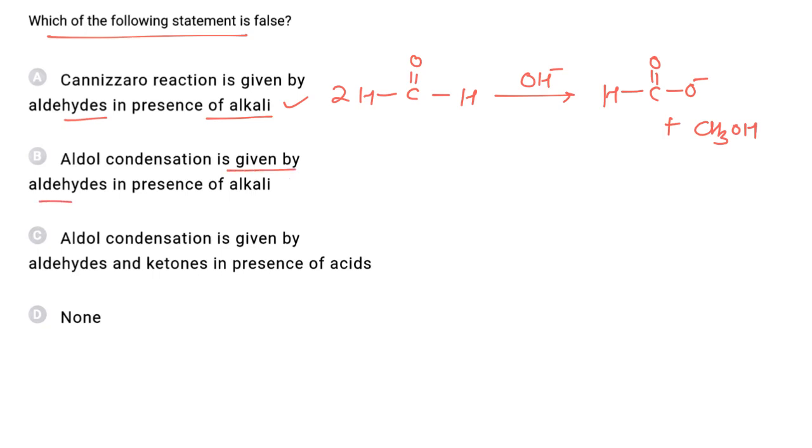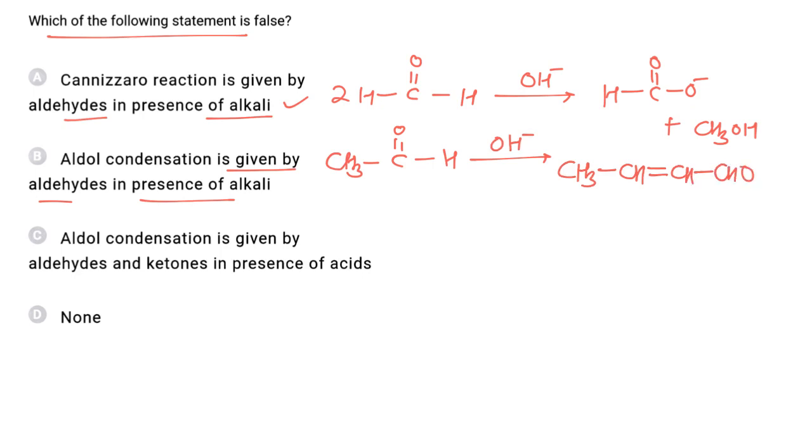Aldol condensation is given by aldehyde in presence of alkali. Yes, this is also correct. For example, if we have acetaldehyde and treat it with OH negative, it will be converted to CH3CH=CHCHO. So this statement is also correct. Aldol condensation is given by aldehyde and ketone in presence of acid. This is also correct. Aldol condensation reaction can take place in acidic as well as in basic medium, and hence all are correct, and hence none is false, and the correct answer is D.